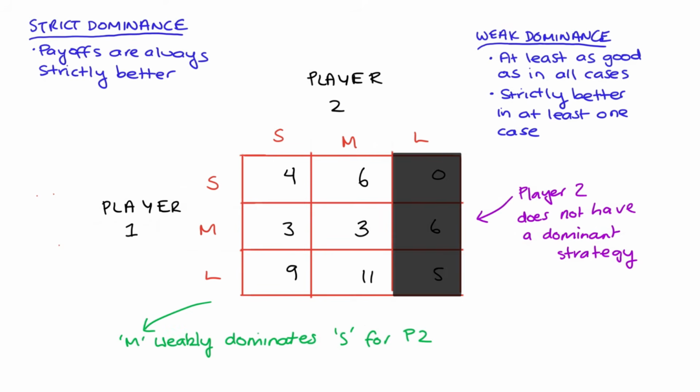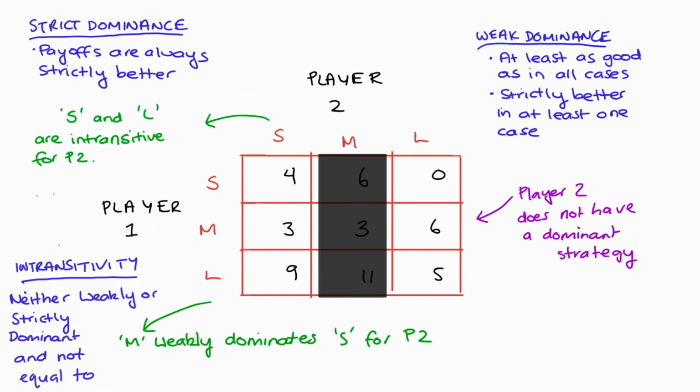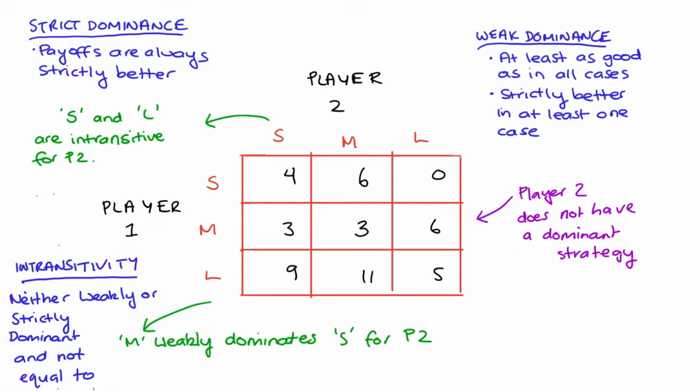Now let's look at what happens if we compare S and L. So I'll block out M. You can see that sometimes S is strictly better than L. So 4 is bigger than 0 and 9 is bigger than 5. But if player 1 played M, L gives a better outcome, so 6 is greater than 3. In this case, we would say that S and L are intransitive. Intransitivity happens when 2 strategies are neither strictly nor weakly dominant and they're not equal to one another.